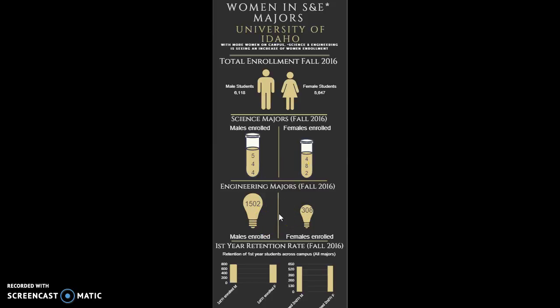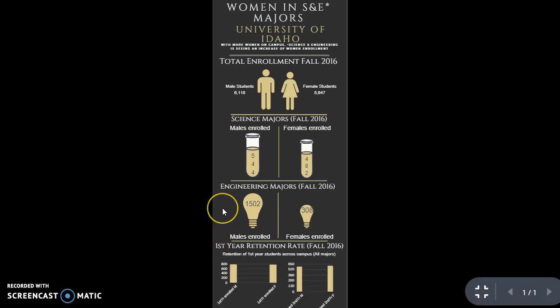And each of the icons differ in size. They are in proportion to the number of students. So for example, the female is slightly smaller than the male. For science, you can tell the test tube is a little smaller than the male's. And for engineering, there's definitely a big difference in the size of the light bulbs.